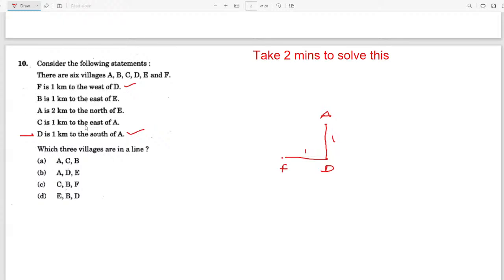C is 1 kilometer to the east of A. So I am choosing those statements in which I have already marked the points. I have marked F, D, and A, so I'll look for another A here. A is 2 kilometers to the north of E. So they are saying that A is 2 kilometers north of E, then E should be 2 kilometers south of A. So it would be here. This is 2 kilometers, 1 and 1. This is E. And then this is done.